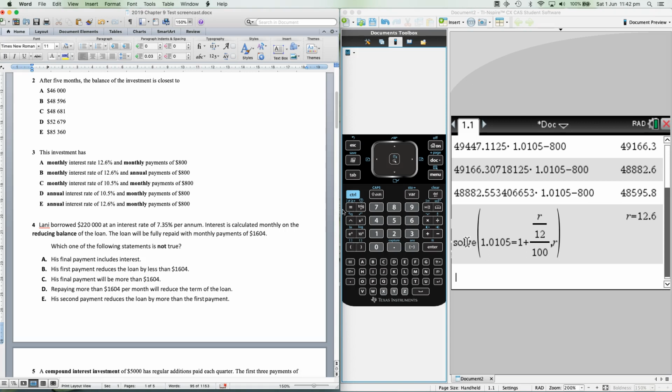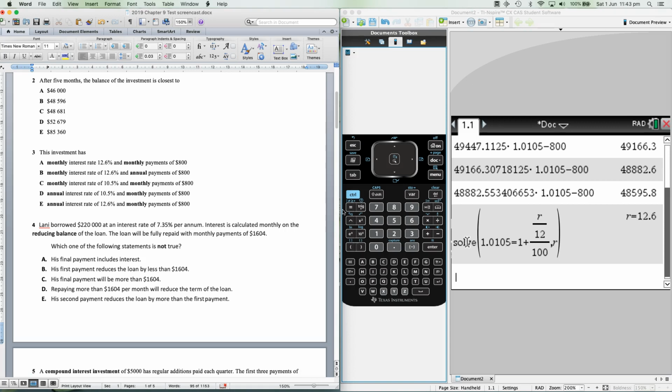So C, his final payment will be more than $1,604. Well, not quite sure about that yet. Let's have a look at the other options. D, repaying more than $1,604 per month will reduce the term of the loan. Well, that definitely would be the case. If you make extra payments on your loan, you will reduce the time it takes to pay it.